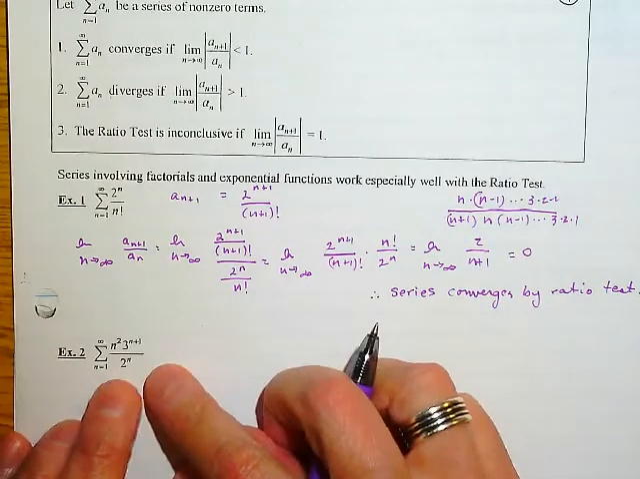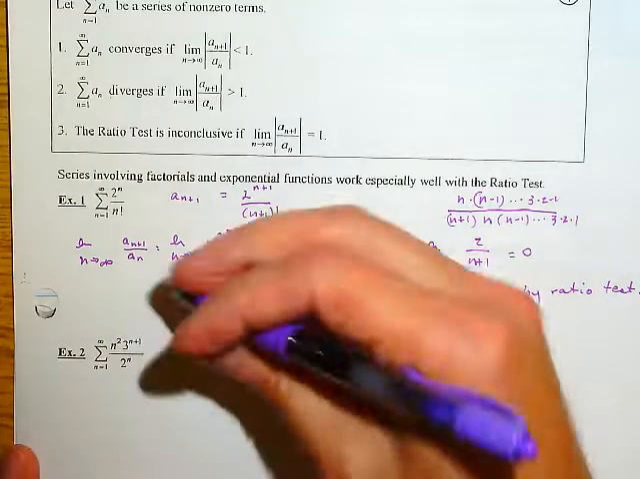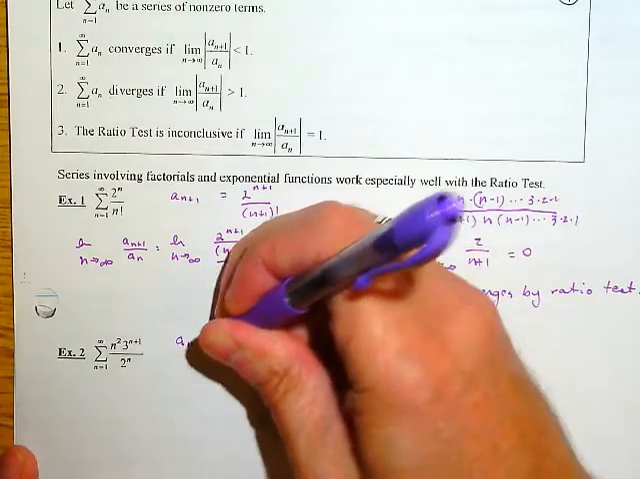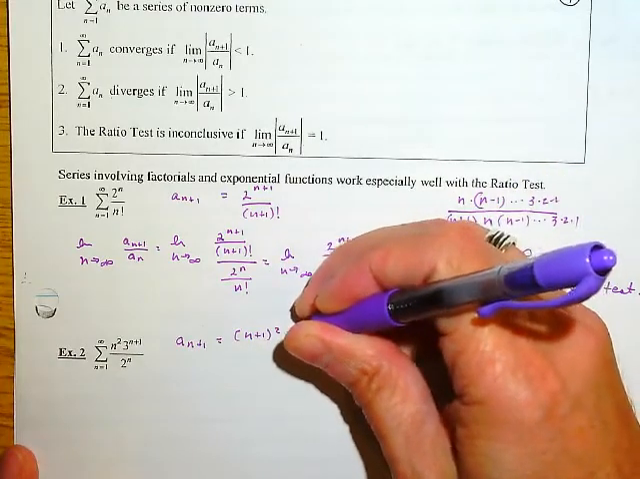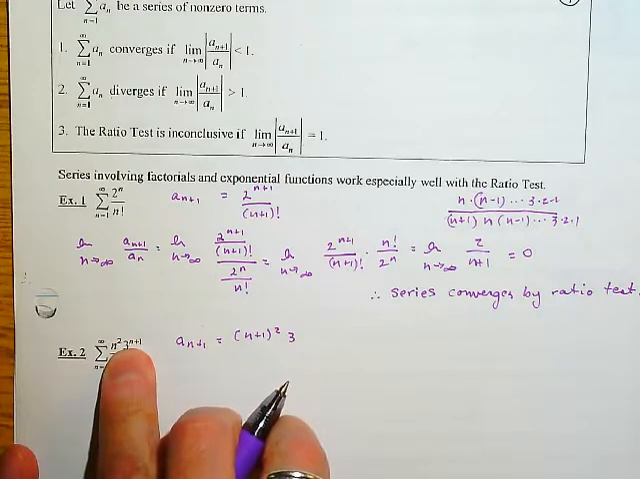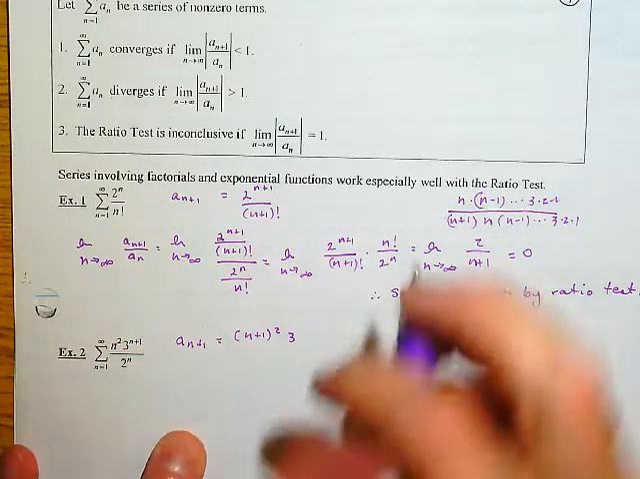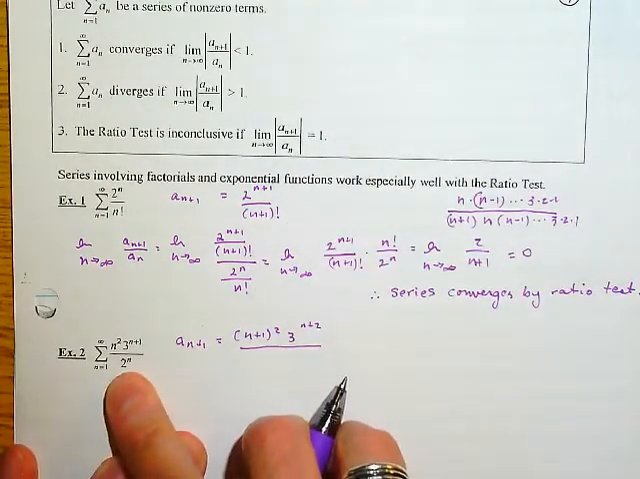A sub n plus 1. Well, wherever you see an n, we're going to plug in an n plus 1. So we've got that, right? n plus 1 squared. 3 to the what? Well, if I plug in n plus 1 for n, I'd have n plus 1 plus another 1. Wouldn't that be 3 to the n plus 2? Divided by 2 to the n plus 1.